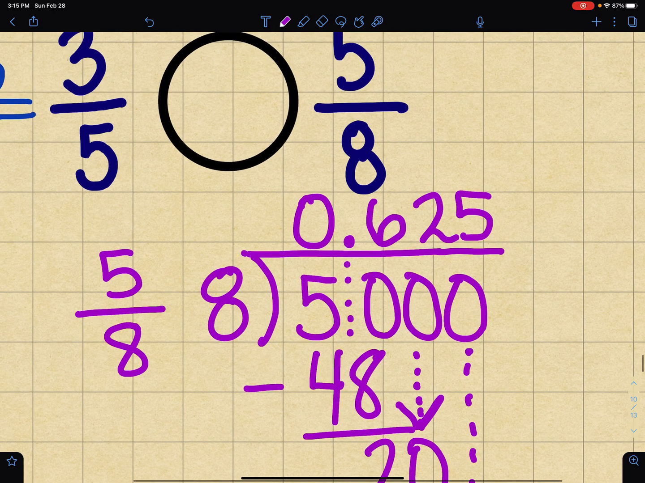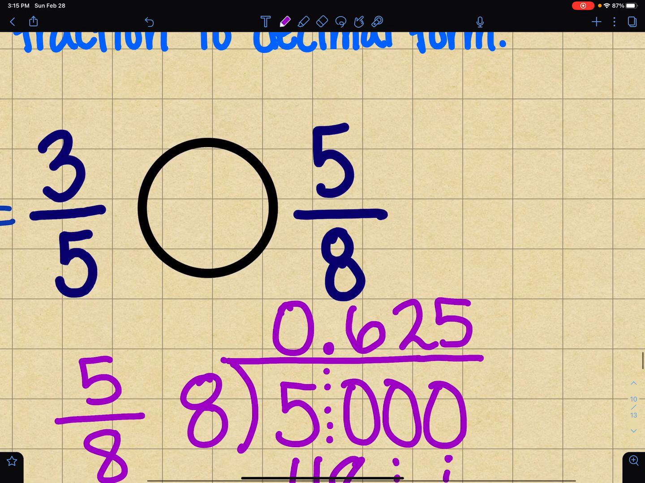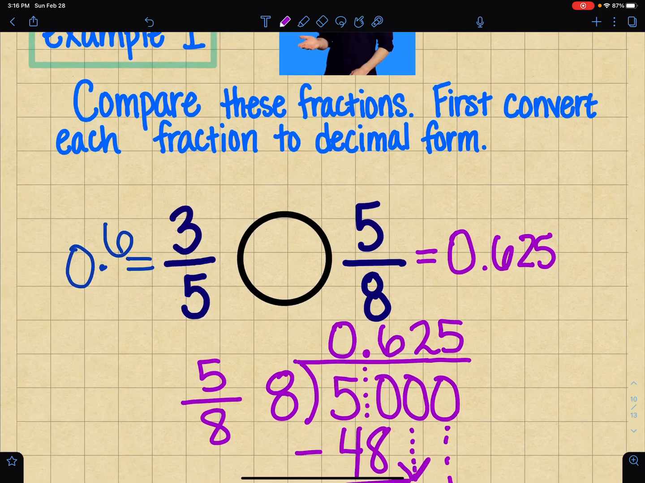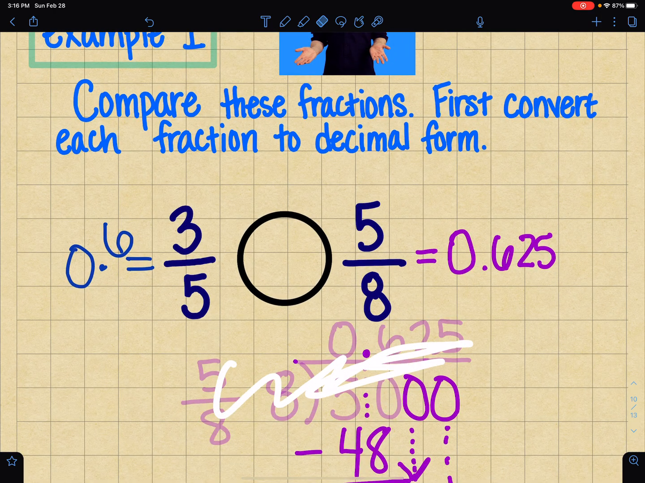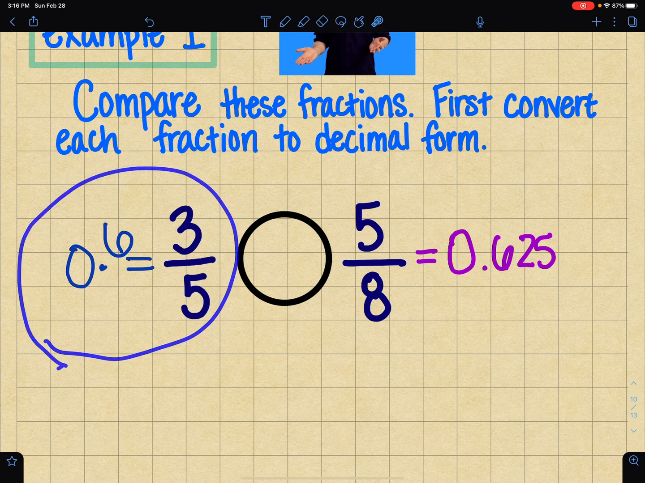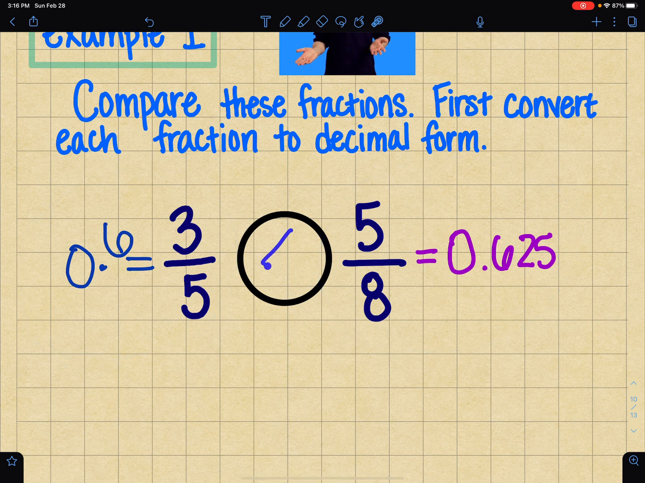So the answer is going to be 0.625. So this is going to be equal to 0.625. Now let me pan out. Now we're comparing. Now we can easily compare this, which is 0.6, and this, which is 0.625. This has the extra numbers at the end, so I know this side is bigger. Cool, huh? That's kind of a nice way to compare fractions. You don't always have to do the math like that.